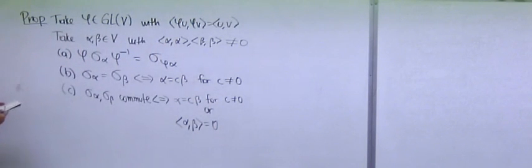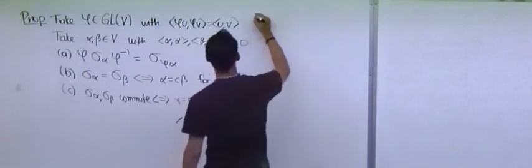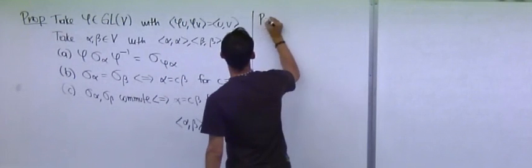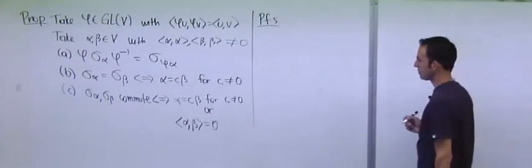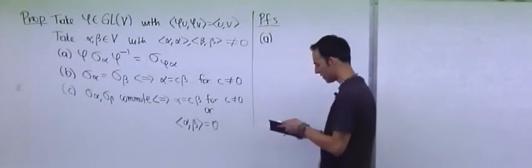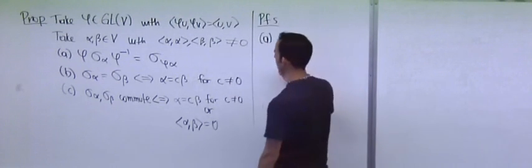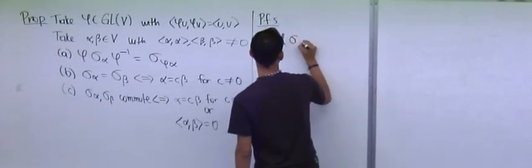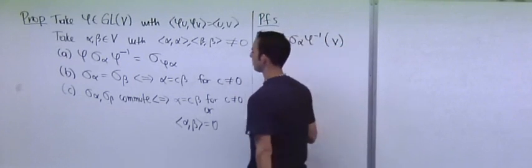Okay. So this is what I'm going to show now. Some proofs. These are just some computations that we have to do. So for example, let's do the first one. Let's see what phi sigma alpha phi inverse does to some vector v. Okay.